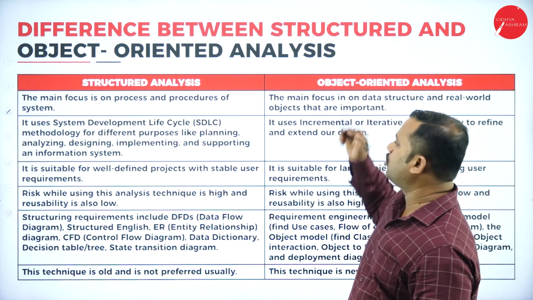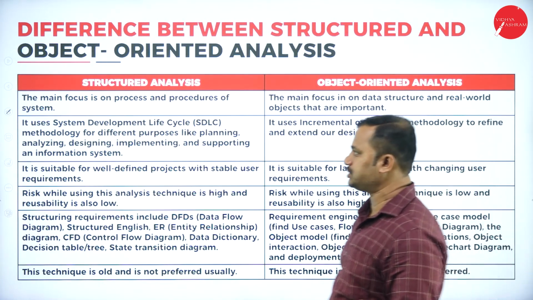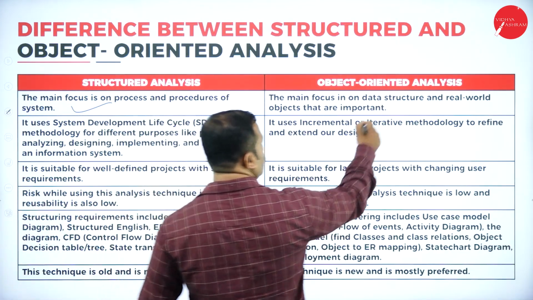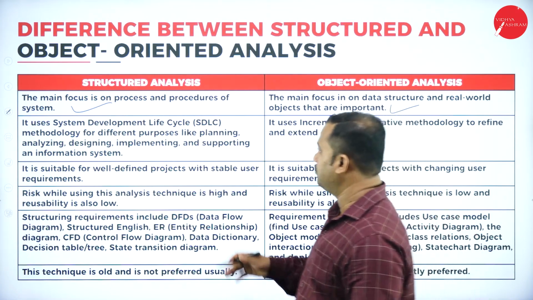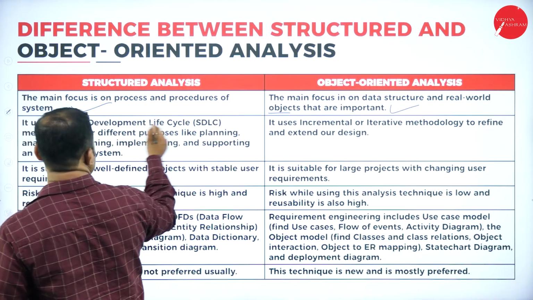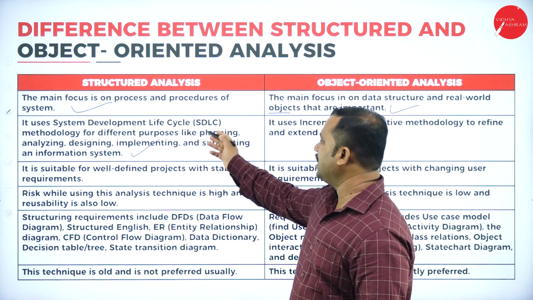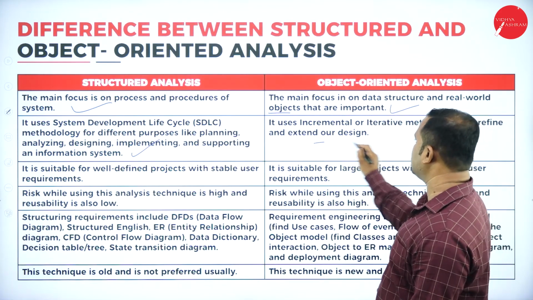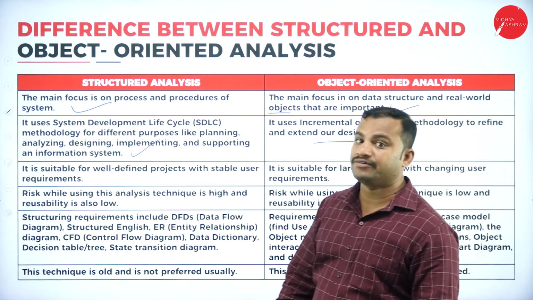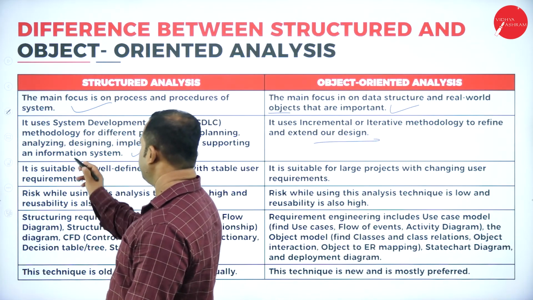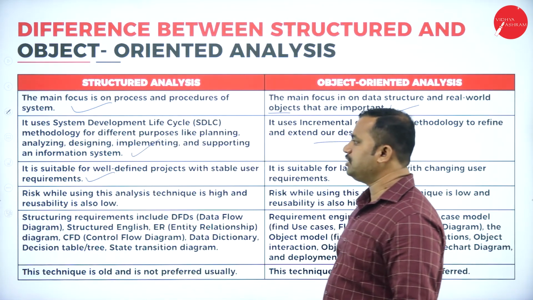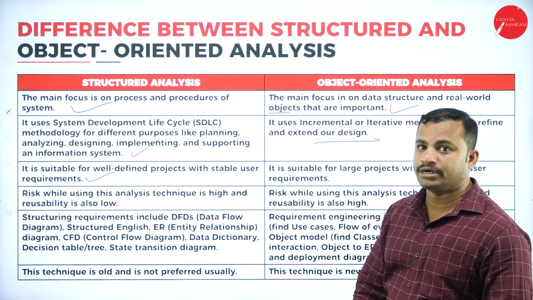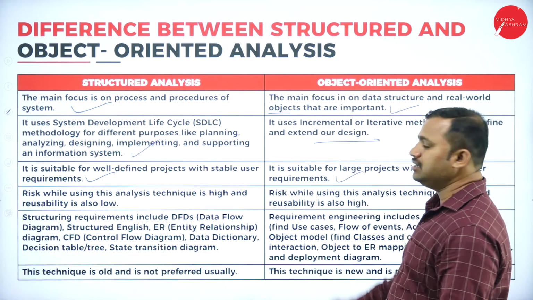So that is the difference between structured analysis and object-oriented analysis. In structured analysis, the main focus is on processes and procedures, that means a top-down approach. In object-oriented analysis, we focus on objects, not on functions, because it is a blueprint. Structured analysis uses the system development life cycle: planning, analyzing, designing, implementing, and supporting. But object-oriented analysis uses an incremental or iterative approach for developing a model. Structured analysis is suitable for well-defined projects with stable user requirements. Suppose all the requirements are suitable and stable, then we can go for the structured approach. Otherwise, we will go for the object-oriented approach.